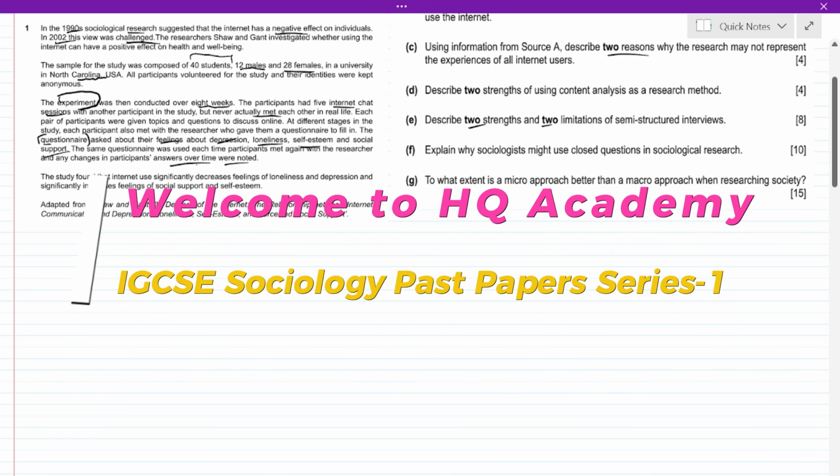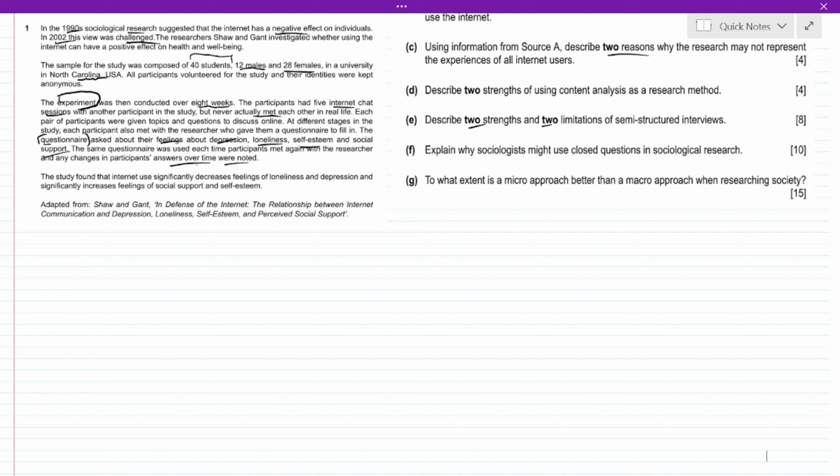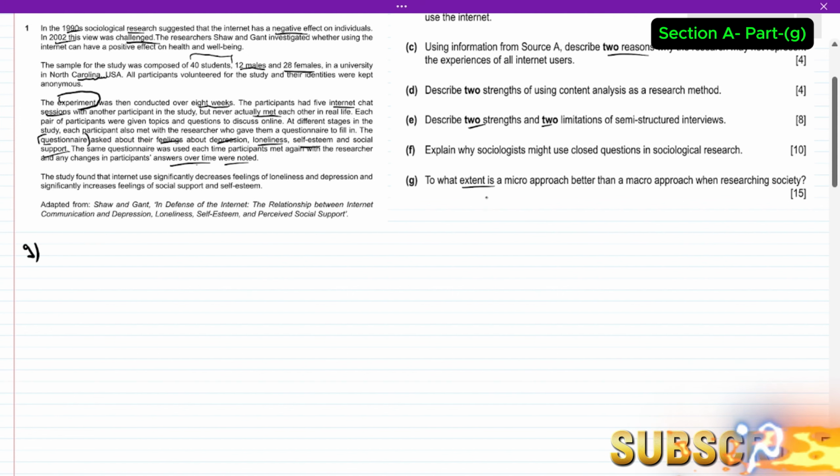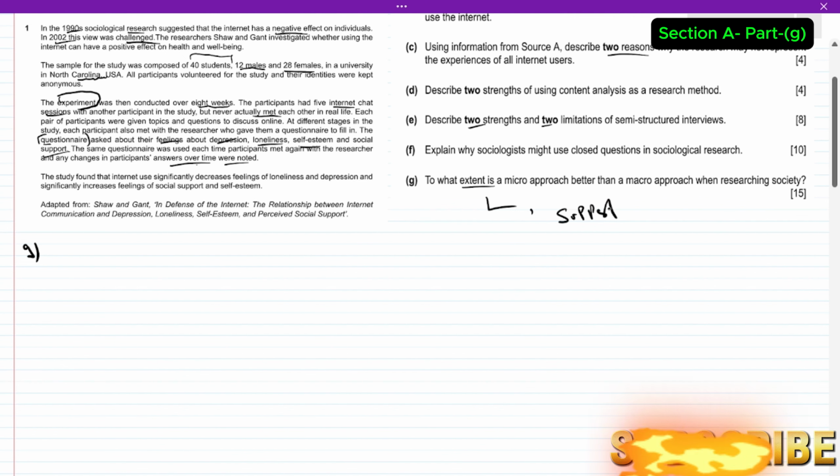Come on to the last question, that is part G. To what extent is a micro approach better than a macro approach when researching society? You have to remember one thing when we attempt these essays, or whenever you get the questions "to what extent": remember that we have to give two different arguments, one argument that will support the phenomena and one argument that will oppose the phenomena.